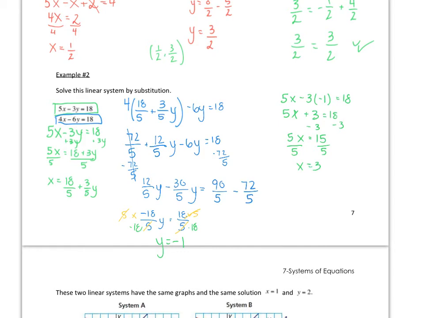And last but not least, if you want to check your work, you can either graph both of these lines or you can sub into the other equation. So because we used our first equation to solve for our second variable, we're going to use our second equation to check. So 4 times x, which was 3, minus 6 times y, which was negative 1, equals 18. So 12 plus 6 equals 18. 18 equals 18. Excellent.